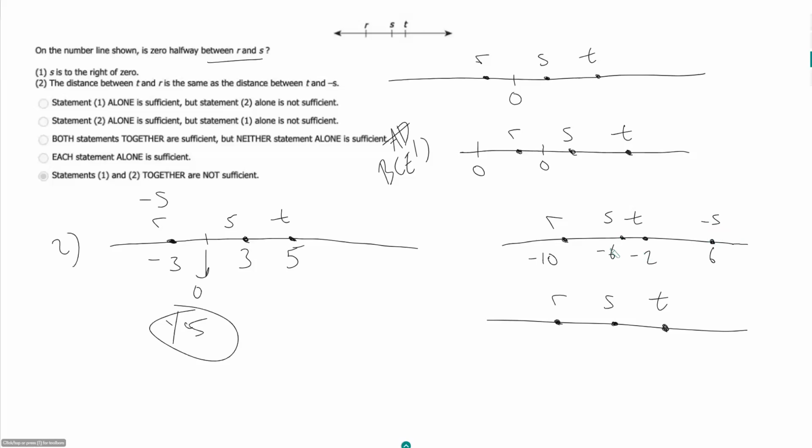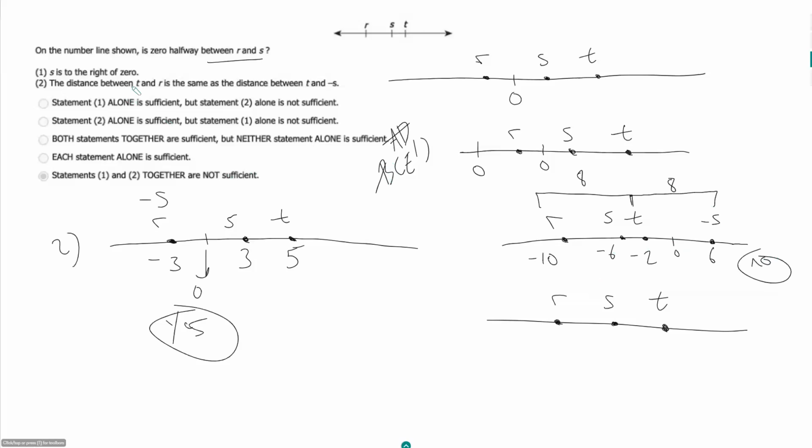So this works. The distance between T and R, which is 8, is the same as the distance between T and negative S. So these are both 8. Except in this case, 0 is all the way over here, so it's nowhere near R or S. So we have a no to our question. So that is enough to determine that statement 2 by itself is insufficient.